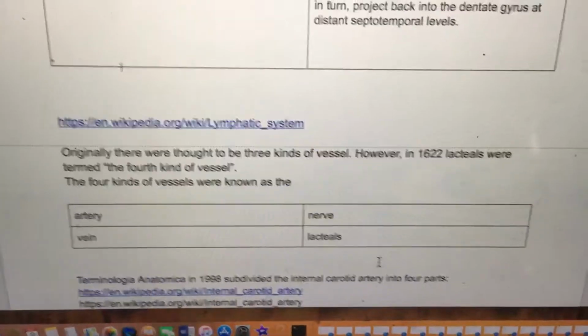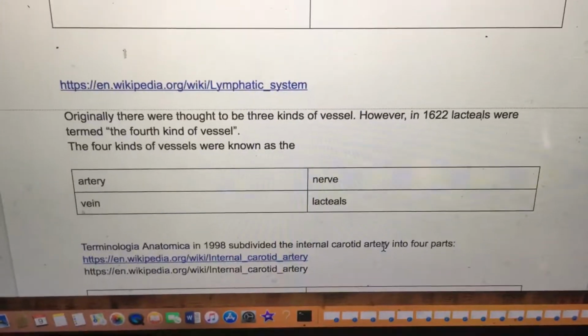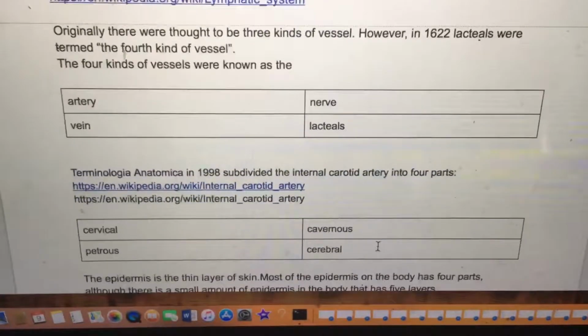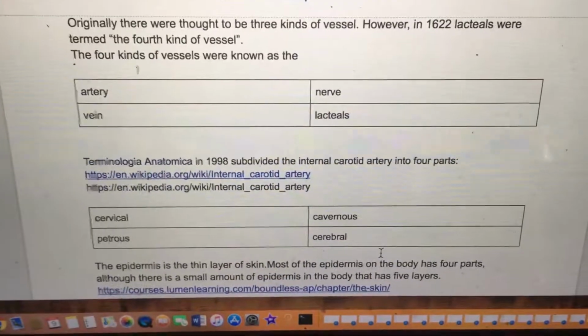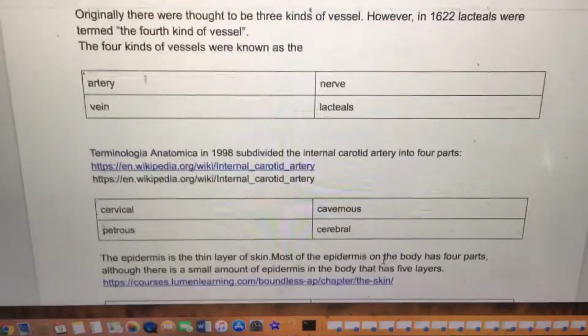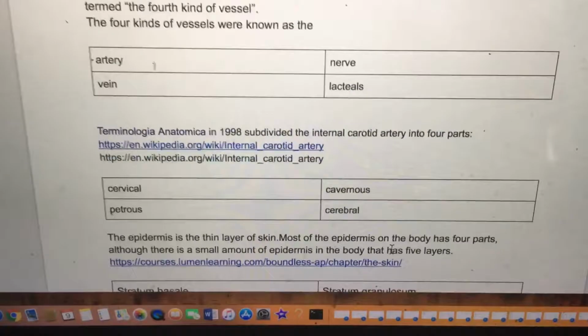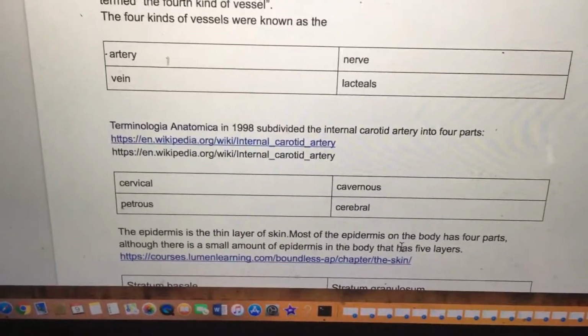Originally, there were thought to be 3 kinds of vessels. However, in 1622, lacteals were termed the 4th kind of vessel. The 4 kinds of vessels were known as the artery, vein, nerve, and lacteals. Terminologia Anatomica in 1998 subdivided the internal carotid artery into 4 parts: cervical, petrous, cavernous, and cerebral.